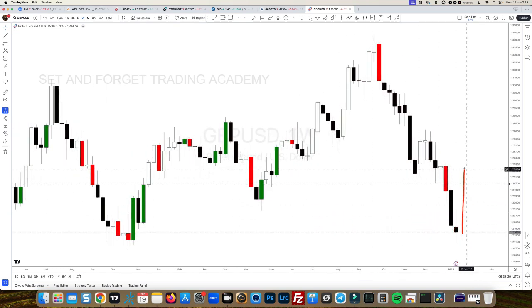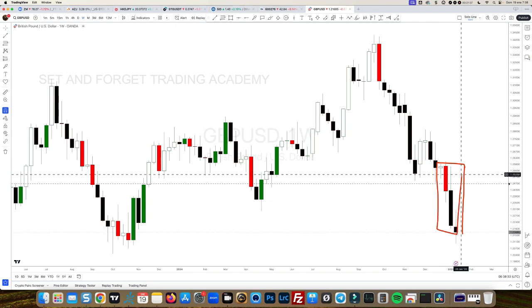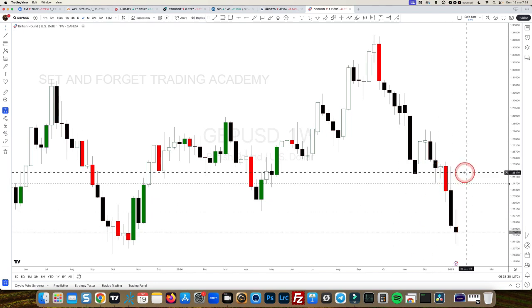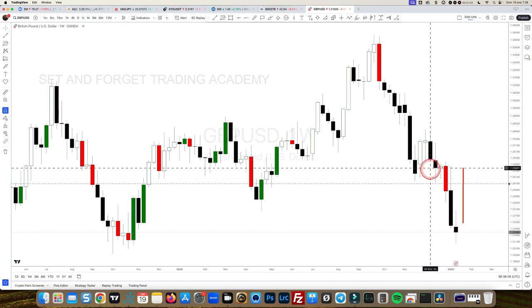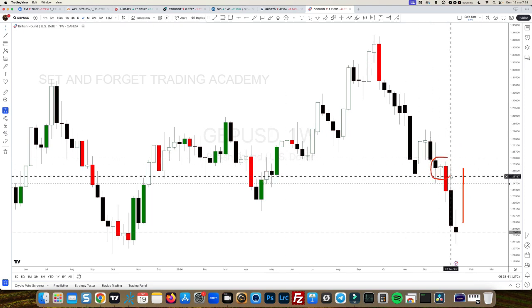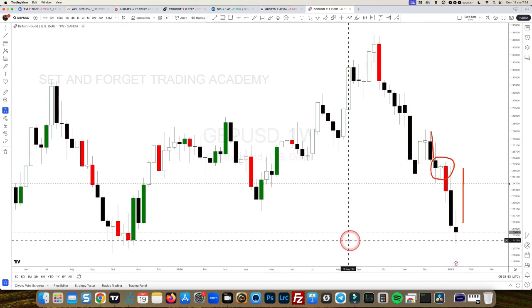This is obviously a large move, okay? So at least we've got the leg out. We've got a basing structure over there, and we also have the leg in.